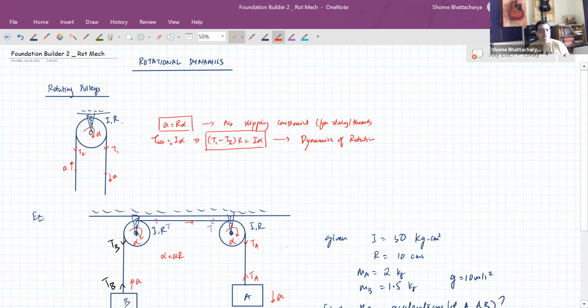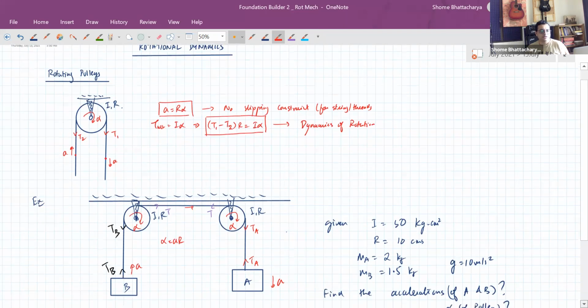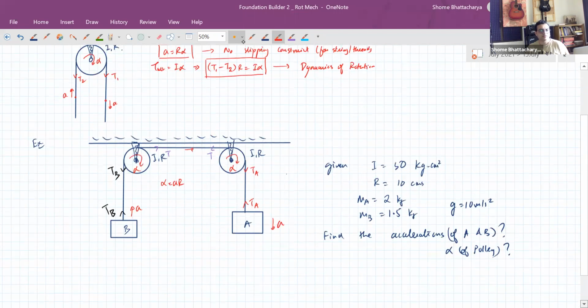If T1 is equal to T2, then net torque will be 0. So that will only be the situation where the pulley is not rotating. But here the pulley is rotating, so there has to be torque, so there has to be a difference in tension.